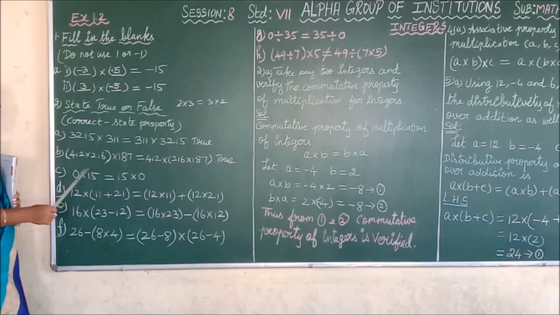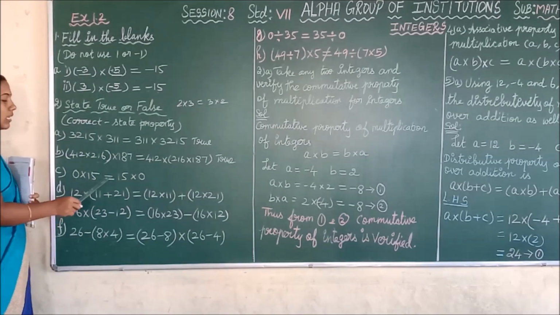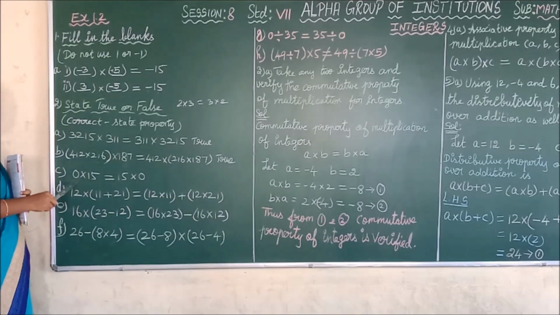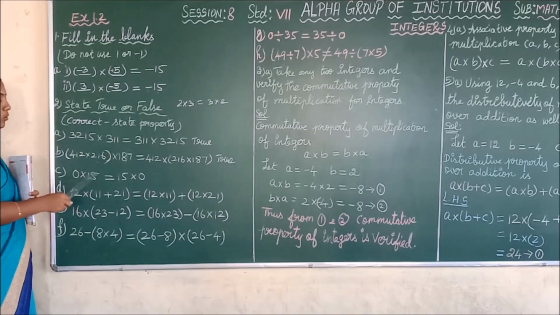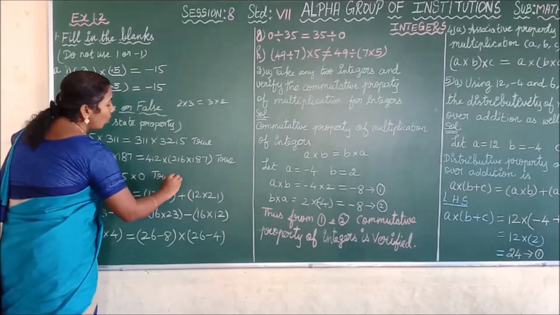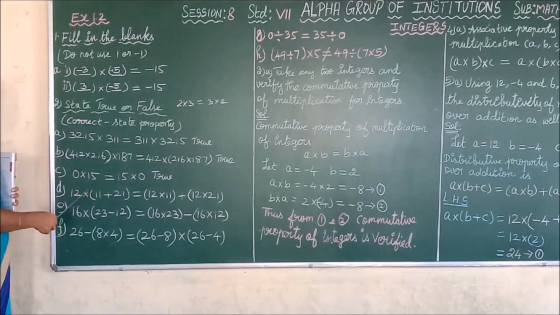Okay, children. See the next one. 0 into 15 is equal to 15 into 0. If any number is multiplied by 0, you get 0 only. So this statement is true. You have to write true only. No need to write any reason. Okay. See the next one.